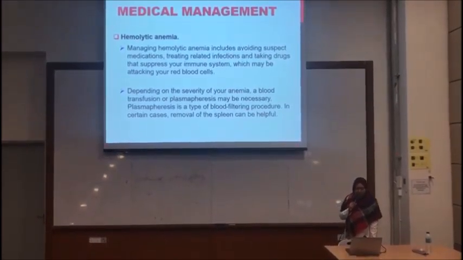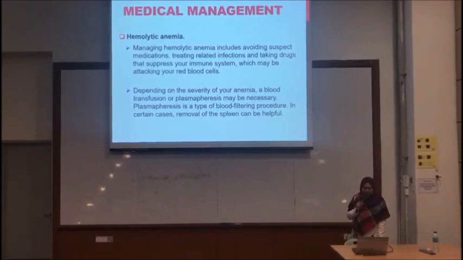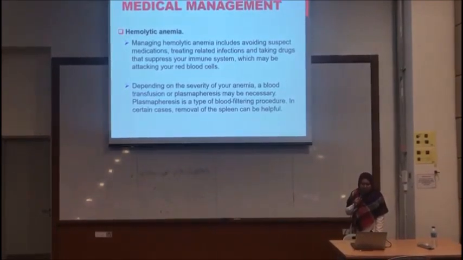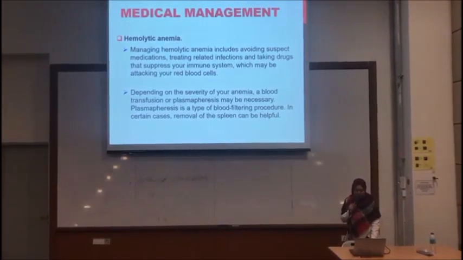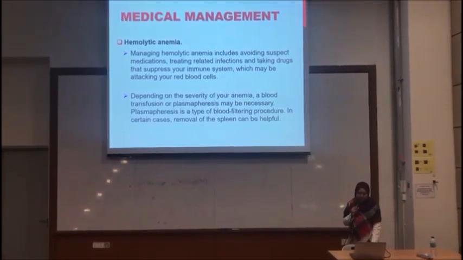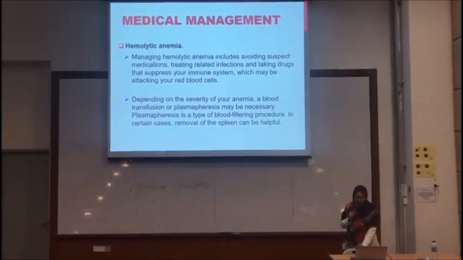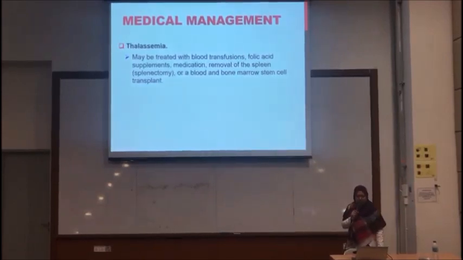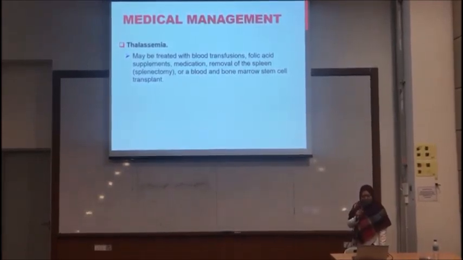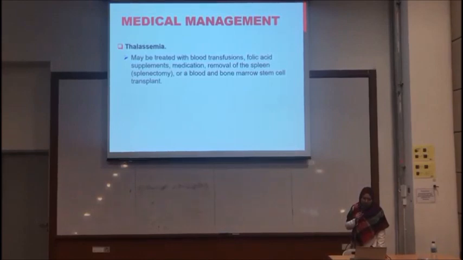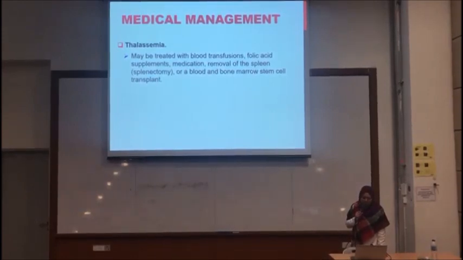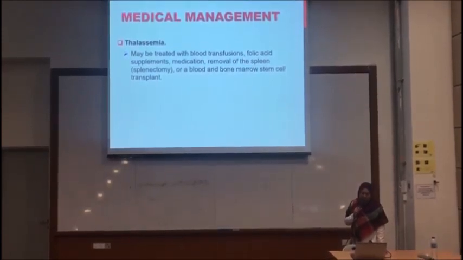Depending on the severity of your anemia, a blood transfusion or plasmapheresis may be necessary. Plasmapheresis is a type of blood filtering procedure. In certain cases, removal of the spleen can be helpful. The last one, thalassemia, may be treated with blood transfusion, folic acid supplement, medication, removal of the spleen, or a blood and bone marrow stem cell transplant.